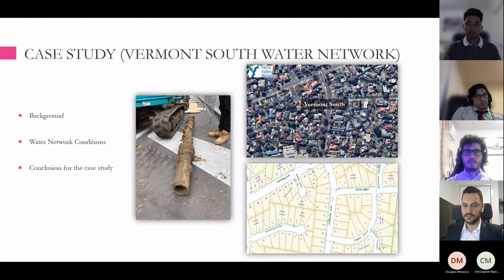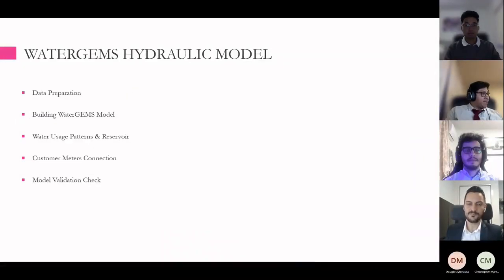In conclusion, knowing the age of the Vermont South water network is 40 years old and the most used material was cast iron cement lined pipe indicates that there is a great chance of water leakages within the network due to the material used and the failure mechanism. Rusting and aging will be the most common causes of the leakages in this network.